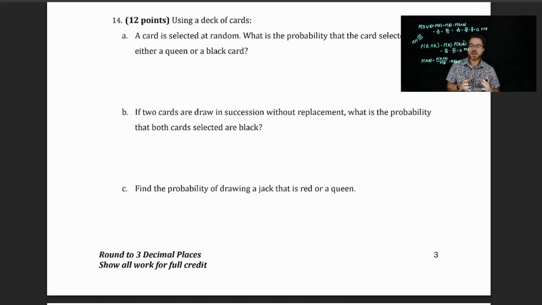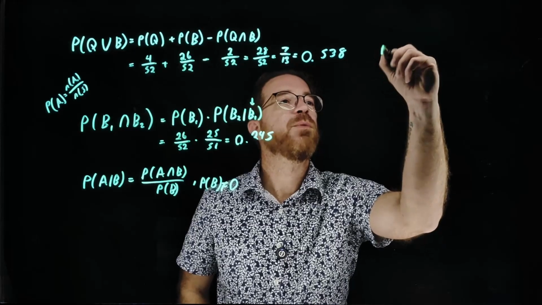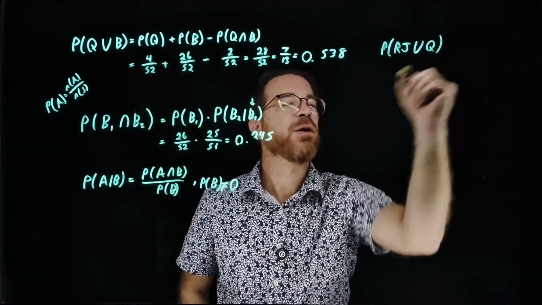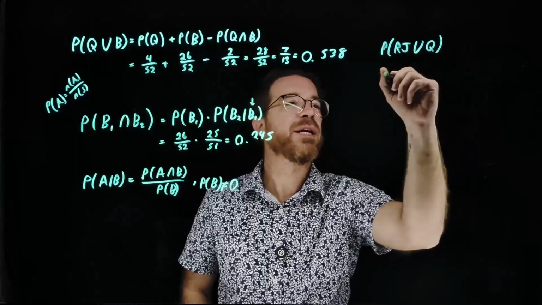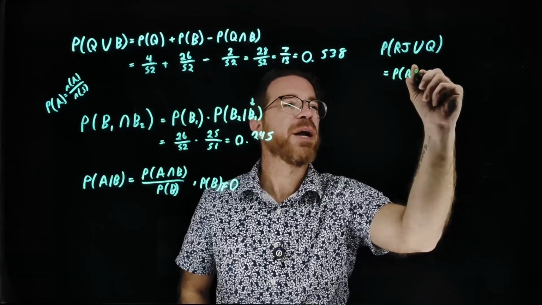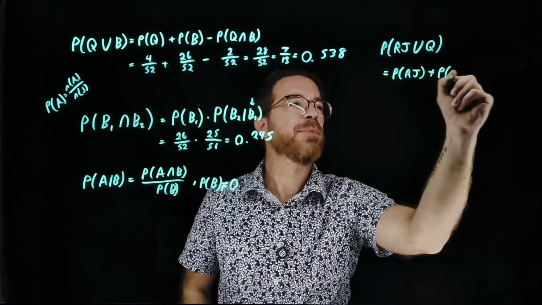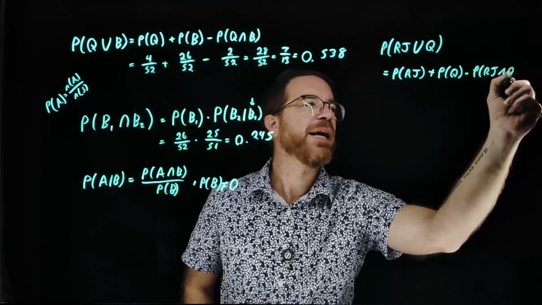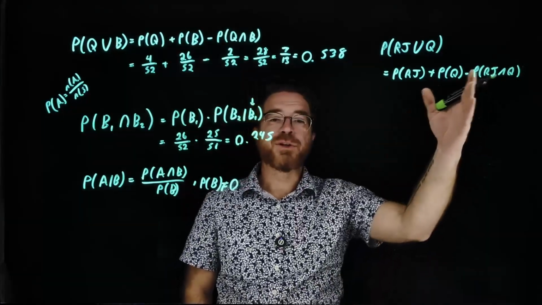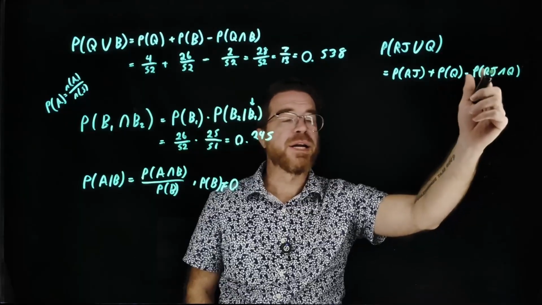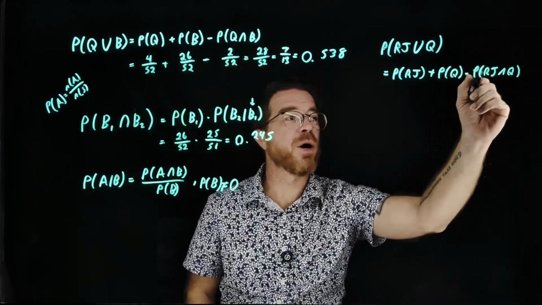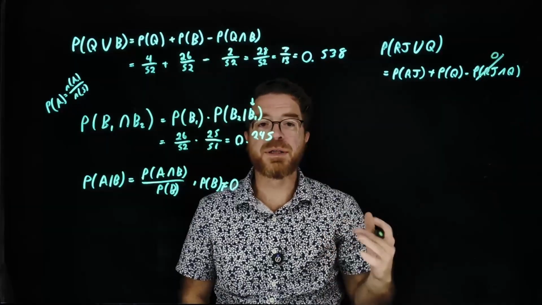So the next problem says, find the probability of drawing a jack that is red or a queen. So in this case, we want the probability of getting a red jack or a queen. Just like before, this is going to be the probability of getting a red jack plus the probability of getting a queen, minus the probability of getting a red jack and queen. Now you may have noticed that there is no card that is both a red jack and a queen. So you could have considered that they are mutually exclusive, and you could have left this term off, because it is just going to go to 0.